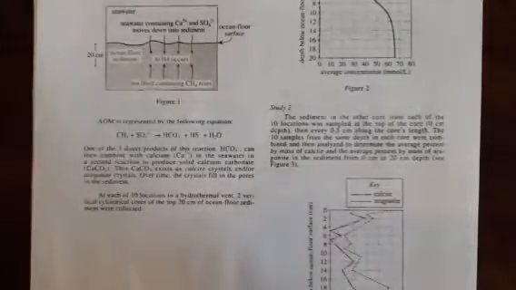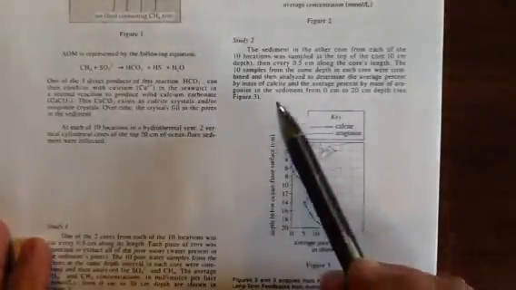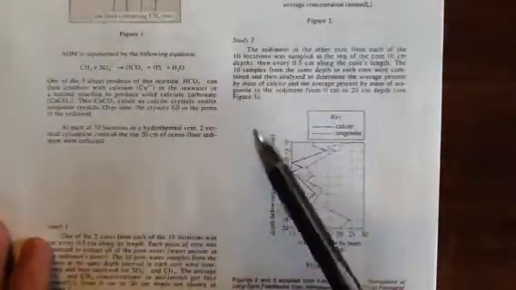However, if you're looking at a problem like this, for example, and you see they've got a study 1, then they have a study 2, you might want to just read the first couple sentences of study 2 just to find the main difference between the two studies. So you can see right here, study 2, the sediment in the other core from each of the 10 locations was sampled at the top. So what that's going to tell you is, they did something else to the other core, and you may not need to look at that right now. So let's just go to the question that you missed here.